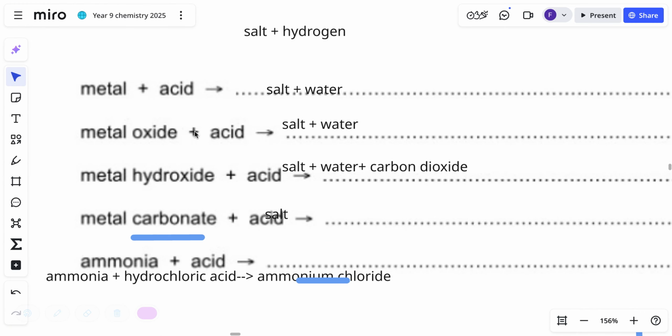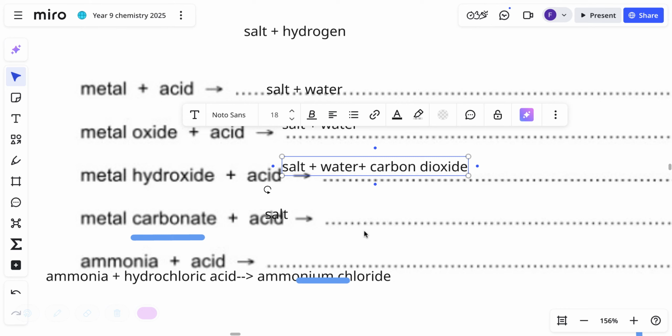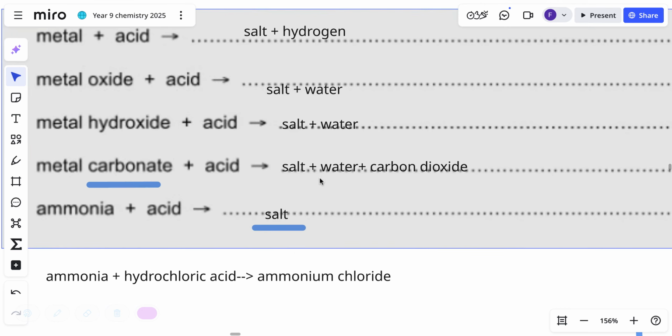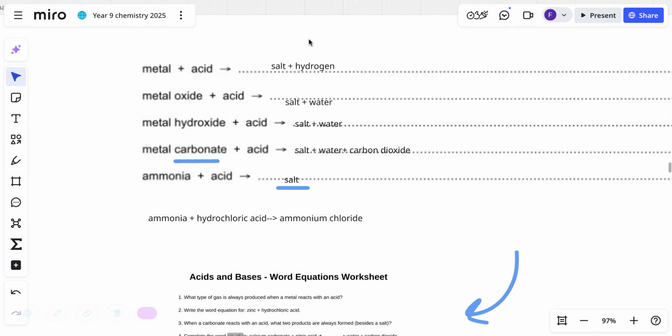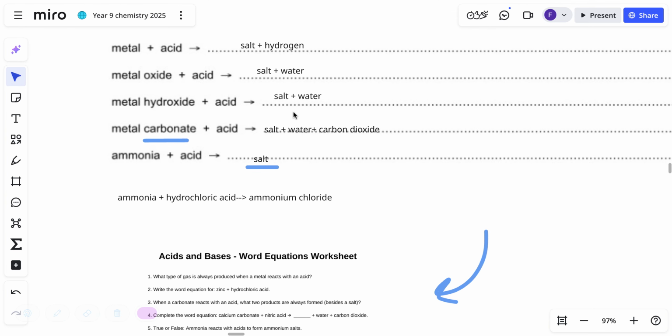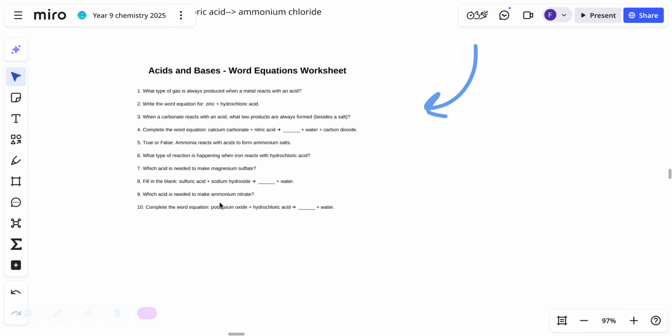Here were the general equations. If you have just a metal, not a metal oxide, you would get salt and, who put water there? That should be hydrogen. Oh, it's all moved. That's why it's all wrong. Oh, I'm thinking salt and water. No, it's not. So if you have just a metal and an acid, you'll produce the salt and hydrogen. If you have a metal oxide, it will be salt and water. Salt and water if it's a metal hydroxide and an acid. Watch out for the keyword carbonate. It would be salt, water, and carbon dioxide. If it's ammonium acid, you just get salt.